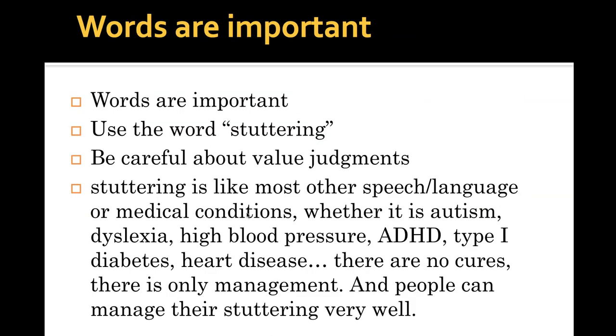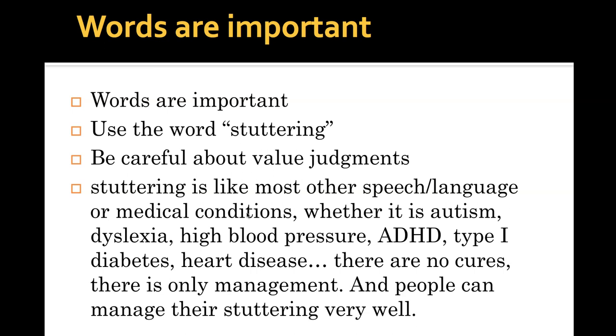Finally, words are important. Use the word stuttering, right? If the person is stuttering, we need to use the word stuttering. We're going to be careful about value judgments, right? So we're not going to say, oh, he's stuttering really badly today. Well, no, that just means maybe he's stuttering a lot today. Right? So we want to use a lot of stuttering, maybe severe stuttering, mild stuttering, right? But we're not going to use good stuttering, bad stuttering, whatever.